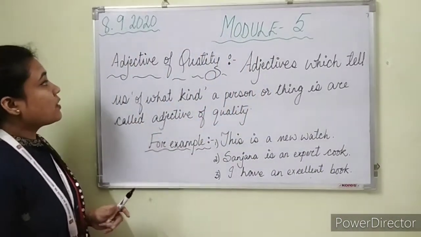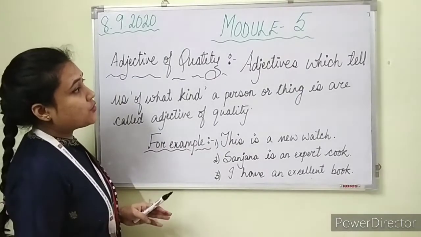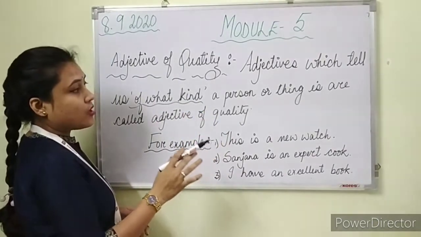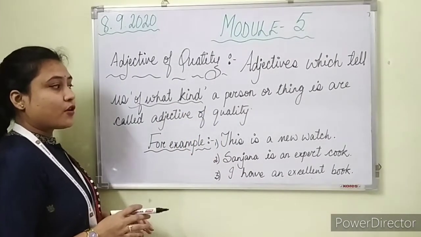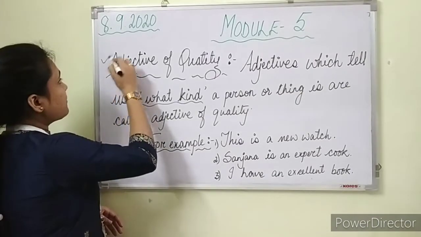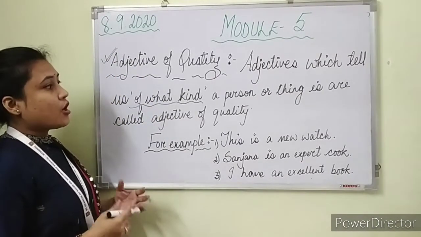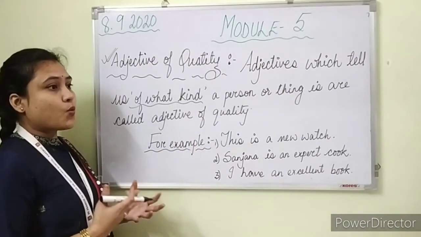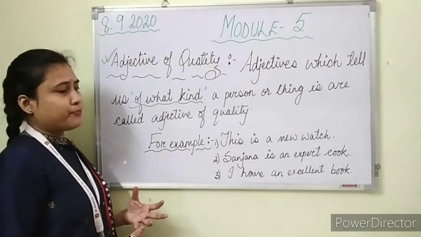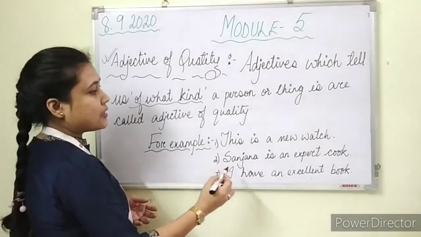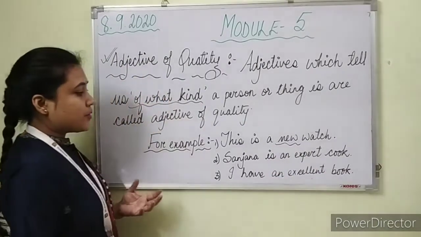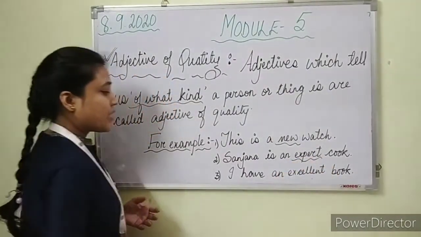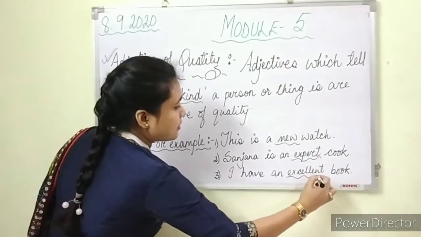So adjectives of quality: an adjective which tells us of what kind a person or thing is is called an adjective of quality. So adjective of quality helps us to know what kind of person or thing it is. It helps us to know the quality of a person or a thing. Okay, for example, this is a new watch. Coming to the next example, Sanjana is an expert cook. I have an excellent book.